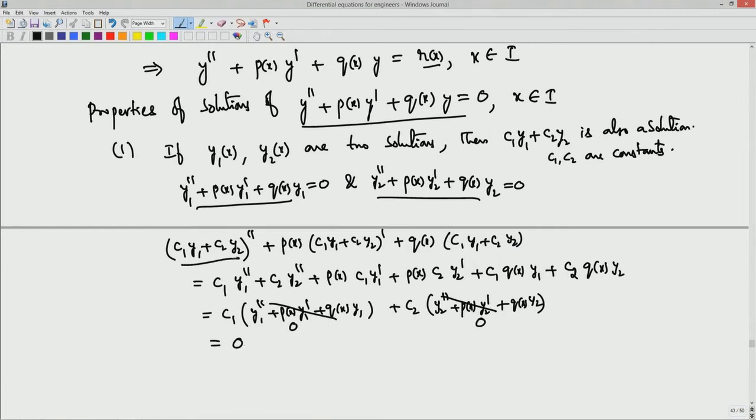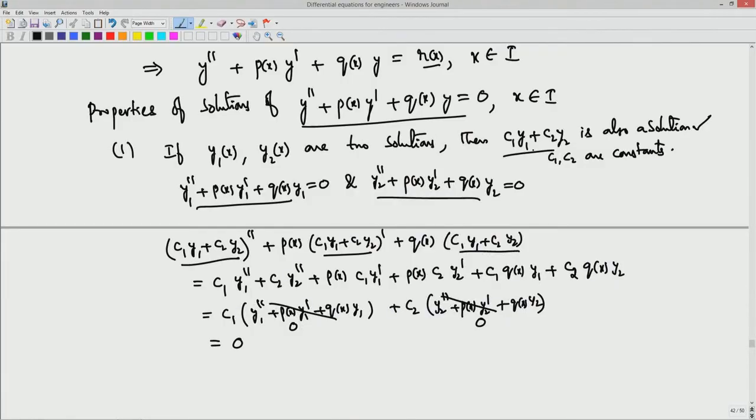So that implies that this, if I substitute in the place of y, also satisfies the equation. So this is also a solution. This is how you show that. So if I give you two solutions, c1 y1 plus c2 y2 is called a linear combination.